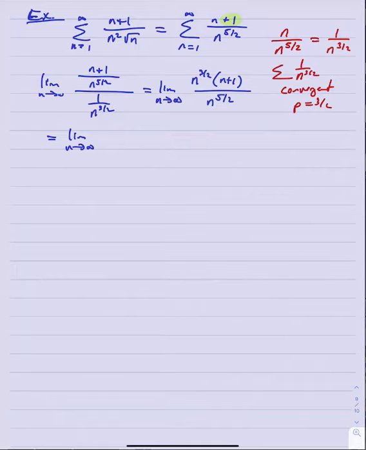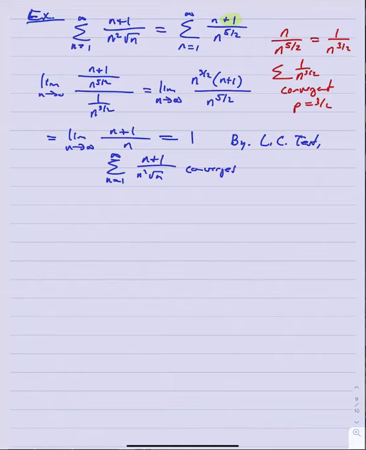What happens when I reduce the n to the 3 halves or the n to the 5 halves? I get an n in the denominator, and I have a very simple limit of 1. So at this point, I can say by limit comparison test, I know that the series n equals 1 to infinity of (n plus 1) over n squared square root of n converges by limit comparison with the series 1 over n to the 3 halves, which I know is a convergent p-series. So limit comparison seems pretty straightforward.